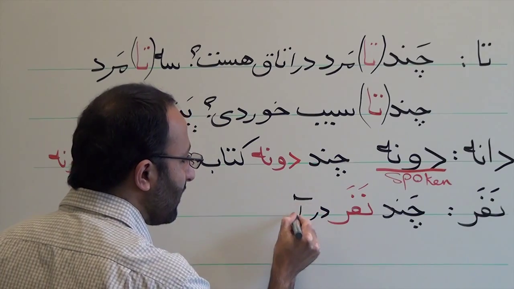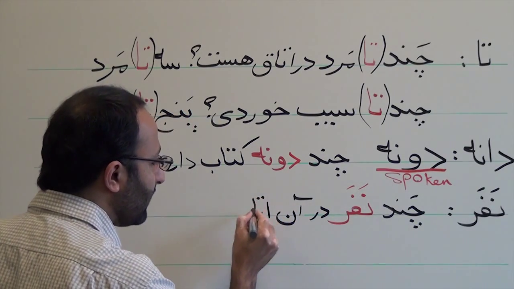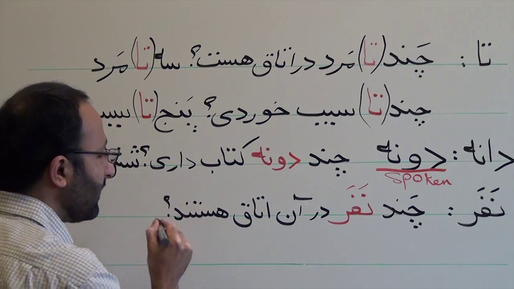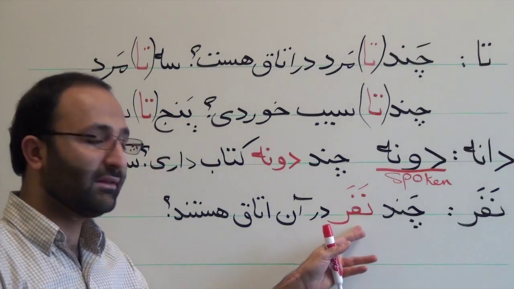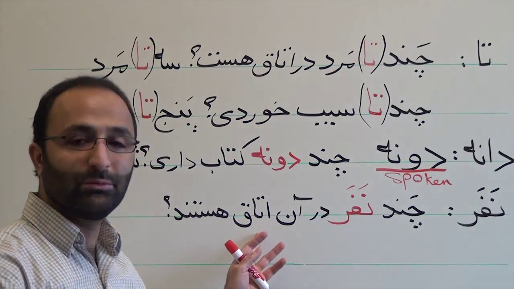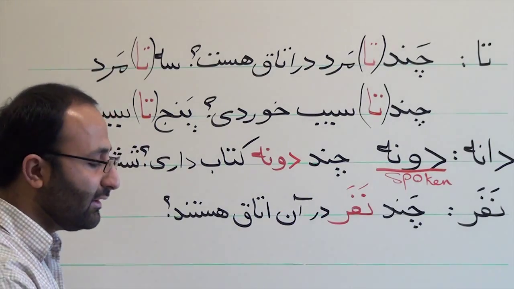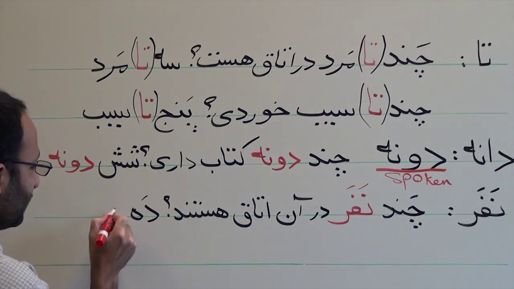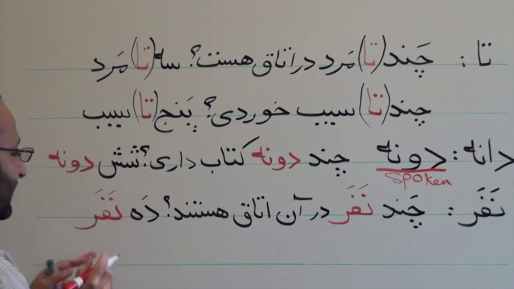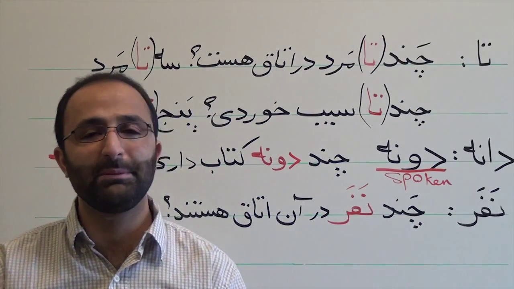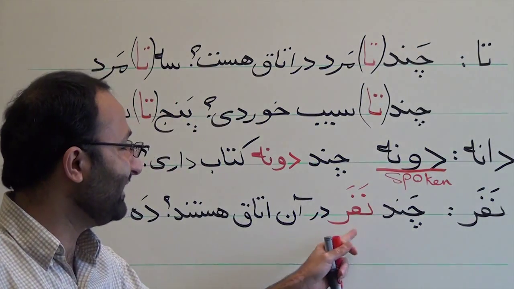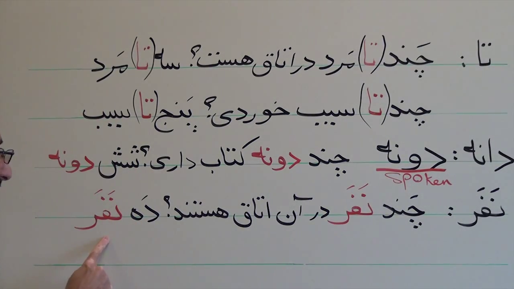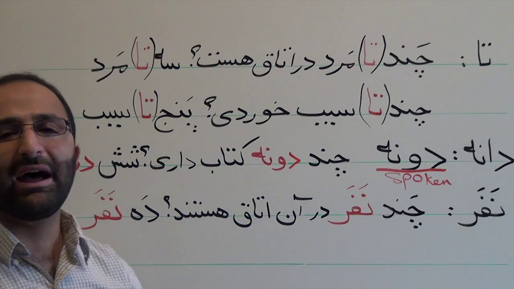در آن اتاق هستند؟ How many people are in that room? And the answer is, for example, 10 نفر. 10 people. How many people are in that room? چند نفر در آن اتاق هستند؟ And the answer is 10 نفر. 10 people.